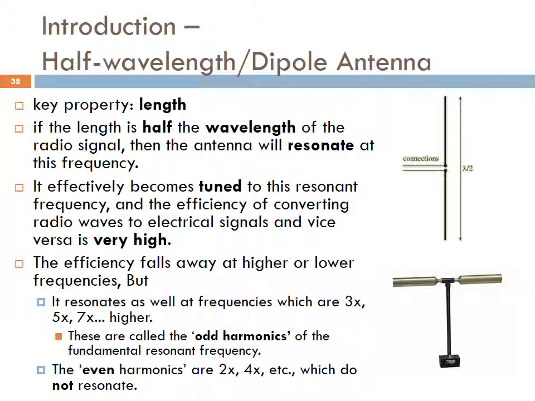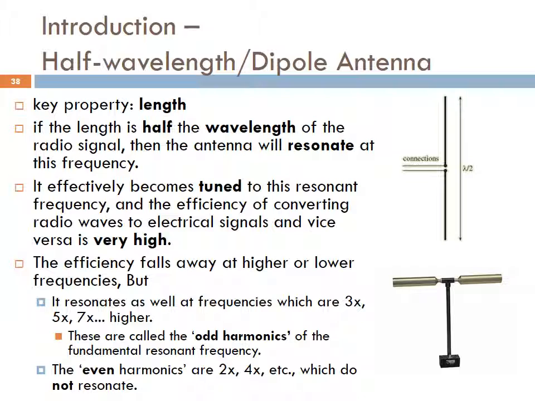Let's start with the fundamental form of antenna known as the dipole antenna, which is illustrated in the following figure. Like most antennas, this can be effective either as a transmitting device or as a receiving device. A key property of the dipole is its length. If the length is half the wavelength of the radio signal, then the antenna will resonate at its frequency.